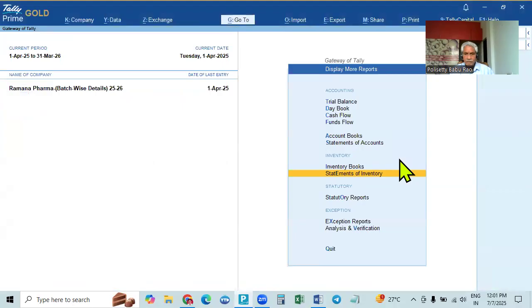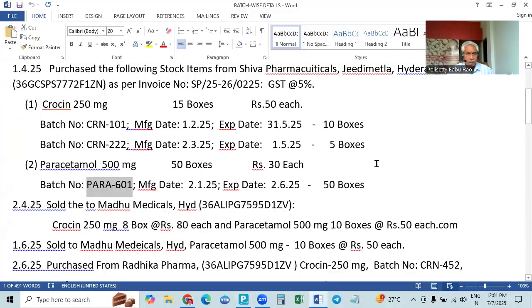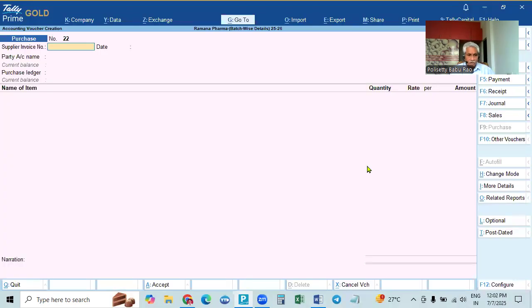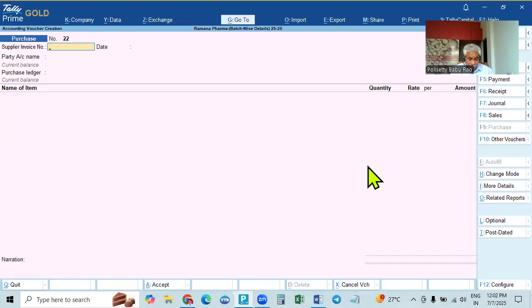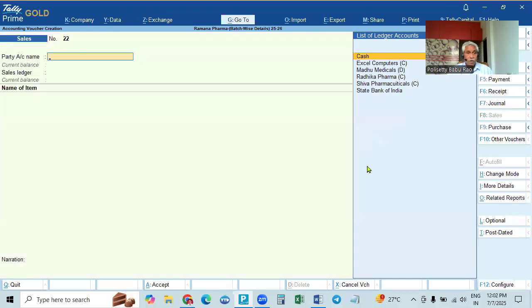Okay, and now come to the vouchers. The next one is this, which is over. On 2nd April, we sold to Madhu Medicals. So on the 2nd April date, you only have to click and change the date. Now we are selling the goods. Go to F5, go to F8. In this case also, once you change the mode, automatically the item invoice will come.